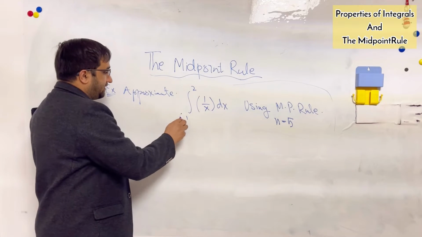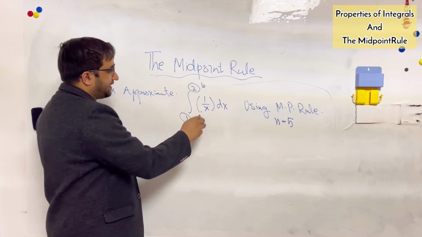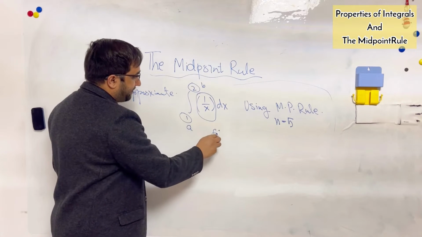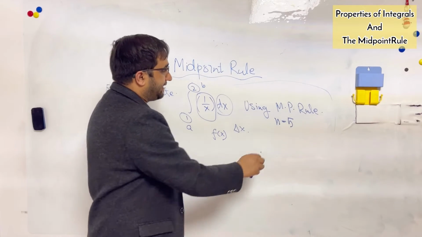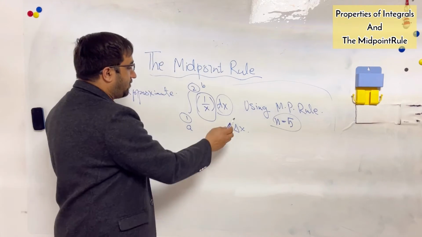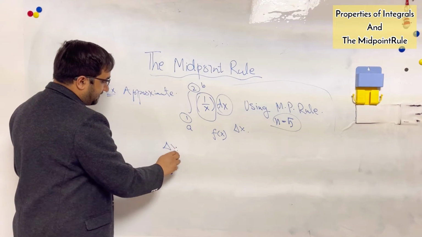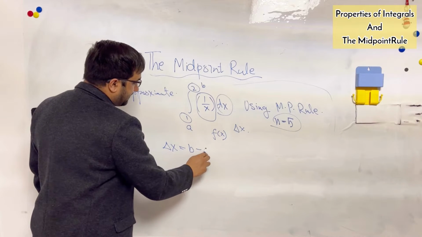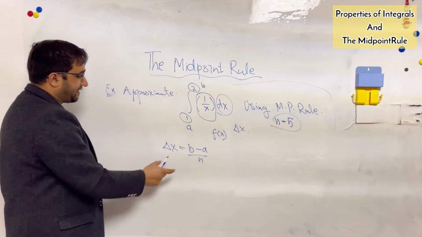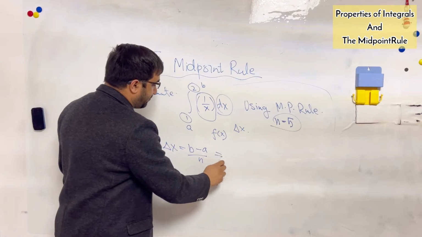How? This point is always a, this point is always b, this guy is f of x, this is delta x, n is known. Now I need the value of delta x, so I can find it. The value of delta x is what? b minus a divided by n. This is the formula for delta x. I have b, I have a, put them here.